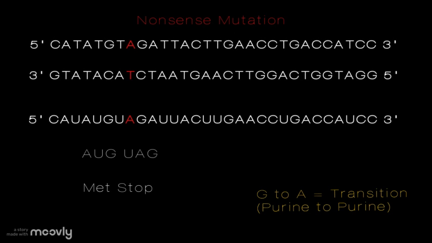Take the same DNA sequence again, but this time an error is made where a G is substituted with an A, resulting in a nonsense mutation. Nonsense mutations change a codon so that it becomes a stop codon. In this case, the TRP codon was changed to a stop codon. Since a G was substituted by an A, this is an example of a transition mutation because a purine, adenine, was substituted for a purine, guanine.